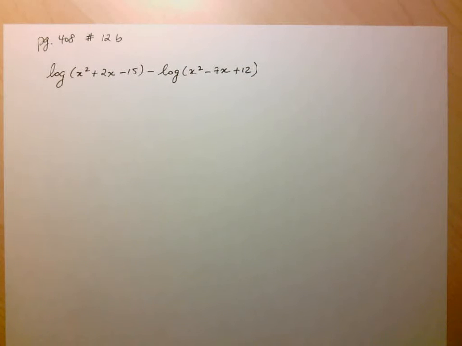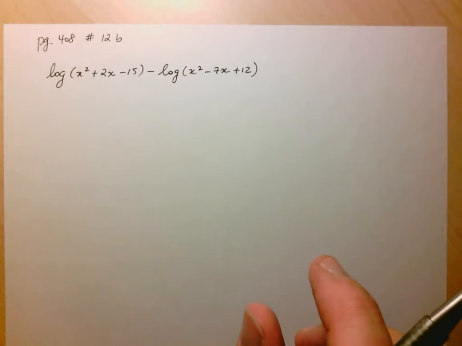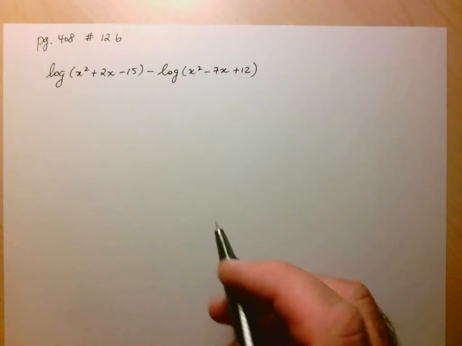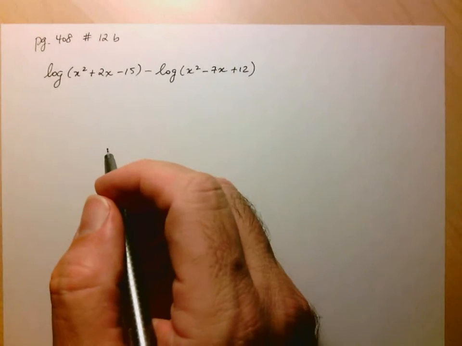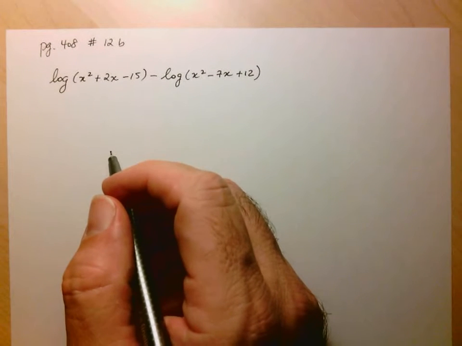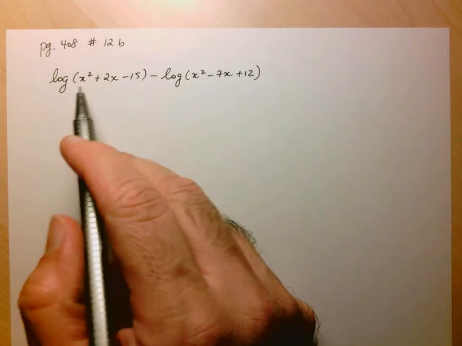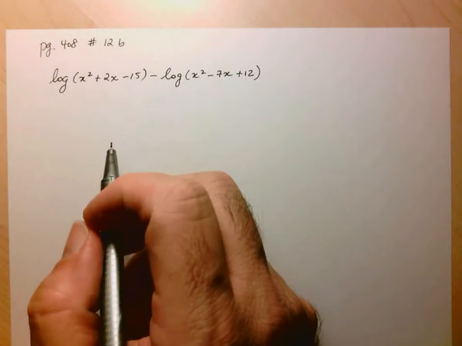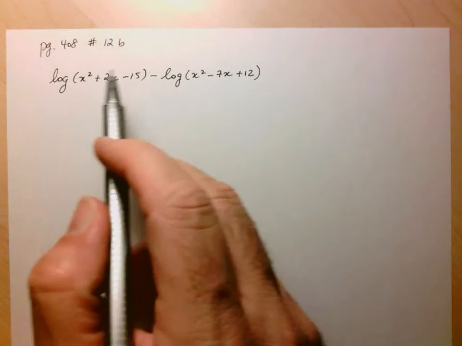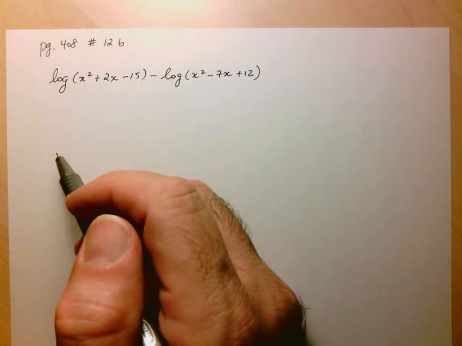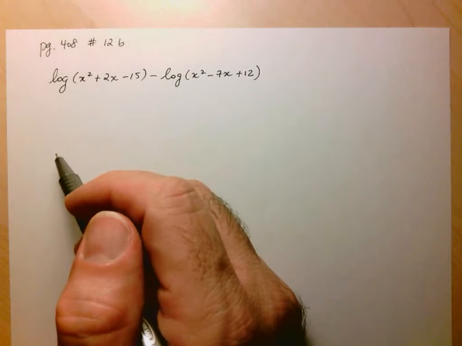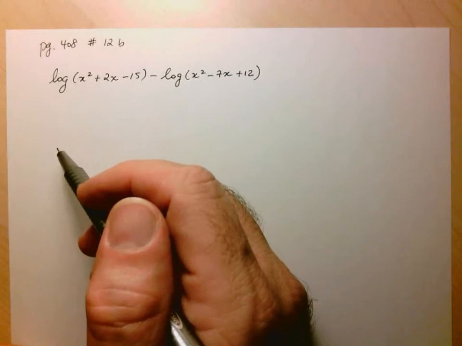Hi folks, we're going to take a look at the solution to page 408, number 12b. What they want us to do with this expression is to simplify it and state any restrictions on the variable. Here I see two logarithms with the same base being subtracted. I don't see any other coefficients, so I can actually apply the second logarithm law straight off.